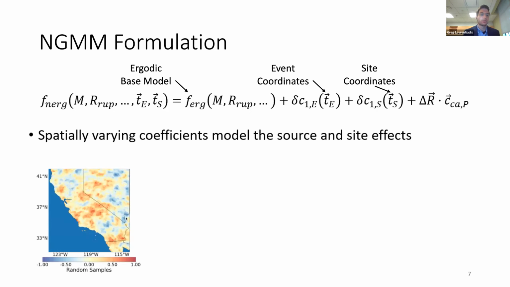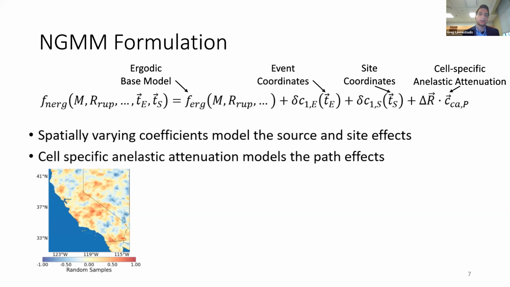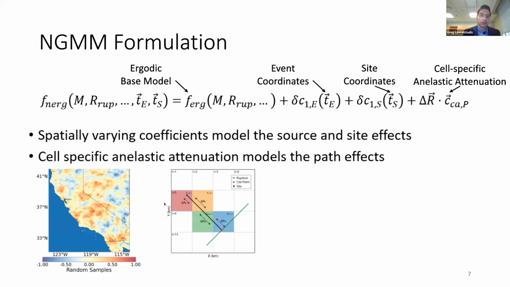And this figure shows an example of how these systematic effects, these spatially varying coefficients, can vary in our domain of interest, which in this case is California, and the cell-specific anelastic attenuation, which is an approach that we use to describe the systematic path effects. In this approach, we take our domain of interest and we discretize it into cells, and we assume that each of these cells has its own anelastic attenuation coefficient. And so the total anelastic attenuation that is experienced at our site will be equal to the anelastic attenuation of all the cells that are crossed by the path that connects the closest point on the rupture to the site.